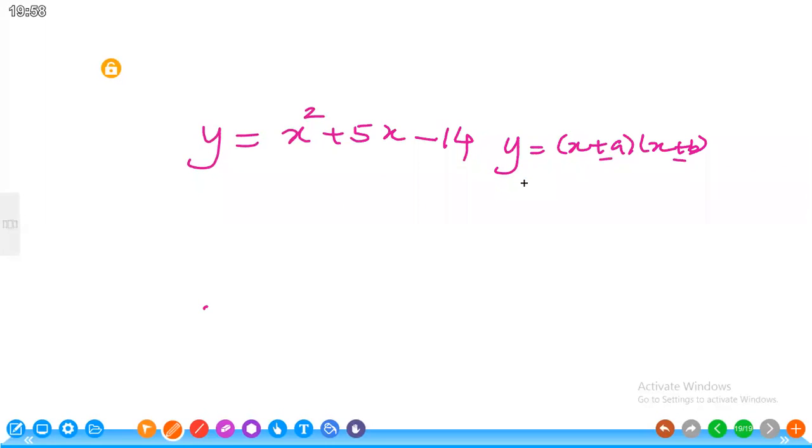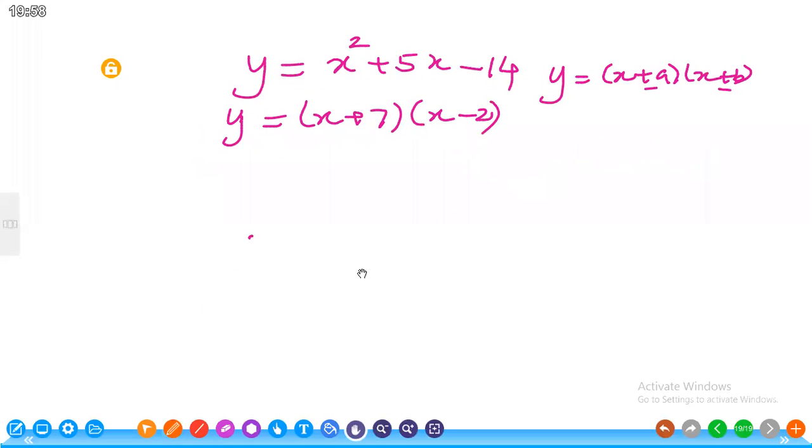What are the factors? Minus 14x squared. The factors that sum to plus 5x are 7 and 2. So the equation will be (x plus 7) and (x minus 2). First convert into this form, otherwise you will not find the characteristics of this graph. Here y is equal to (x plus 7) into (x minus 2). Then you have to find the nature of this graph. The nature of the graph is a parabola with a minimum, because the coefficient of x squared is positive.